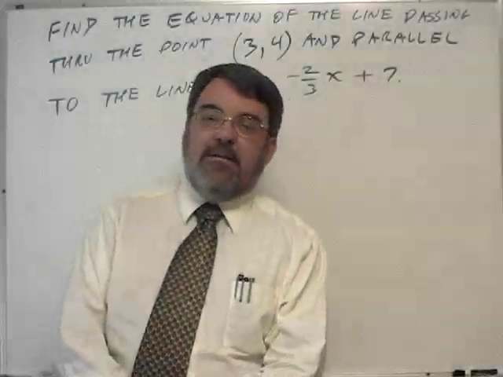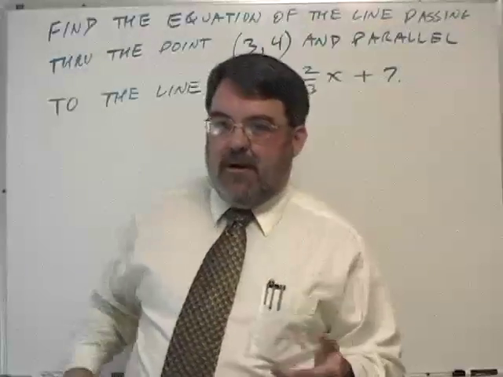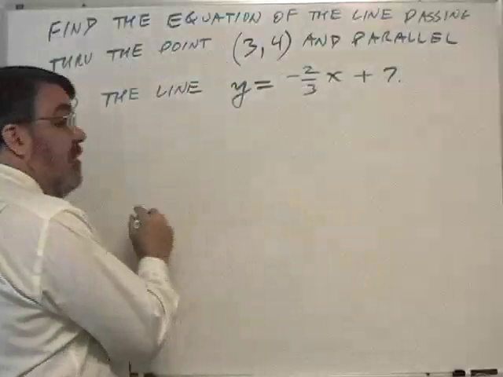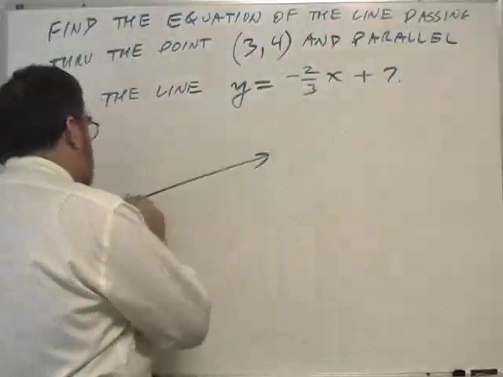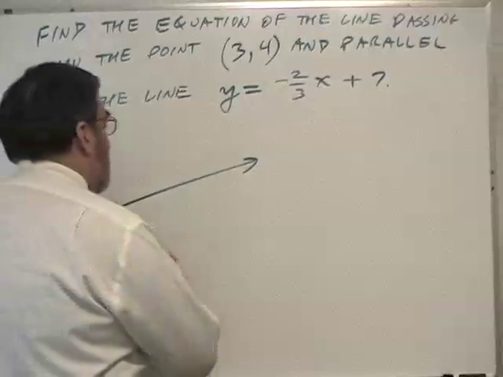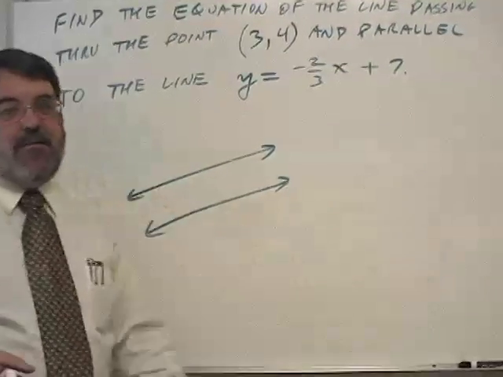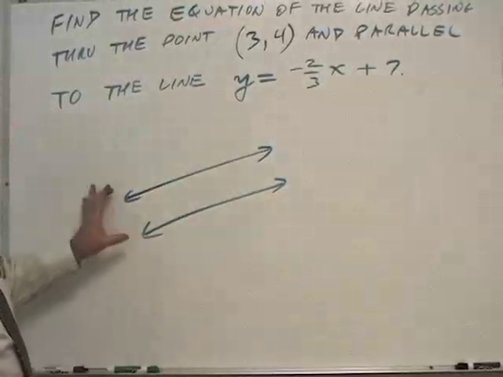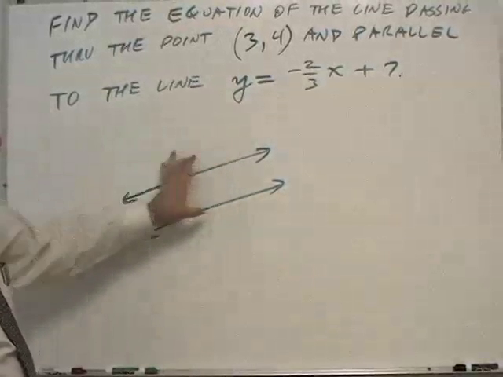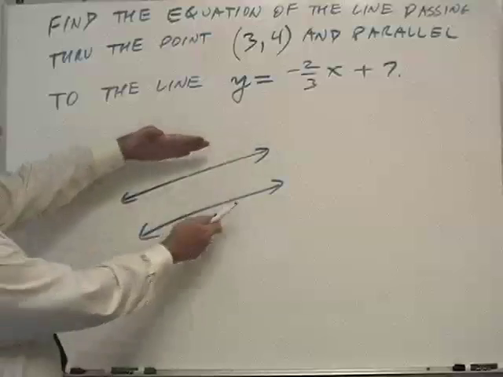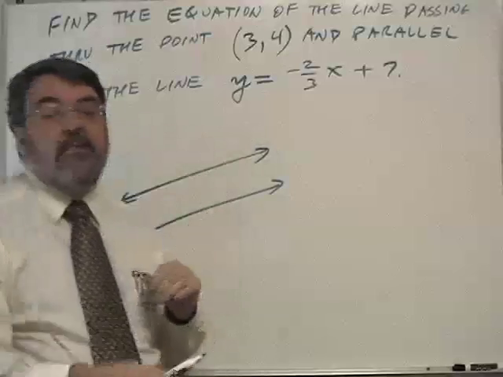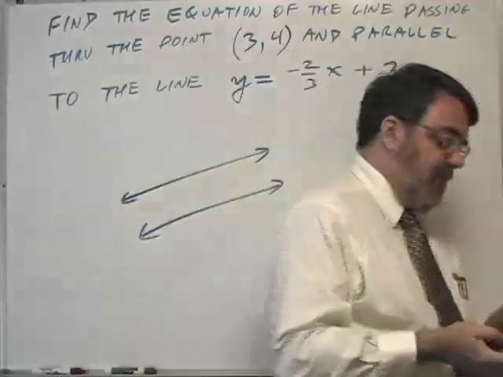Do you know what parallel means? Parallel lines move in the same direction. And so here's an example of two parallel lines on the flat plane, which is the surface of my board. And parallel lines run in tandem, side by side. They never cross. They never intersect.